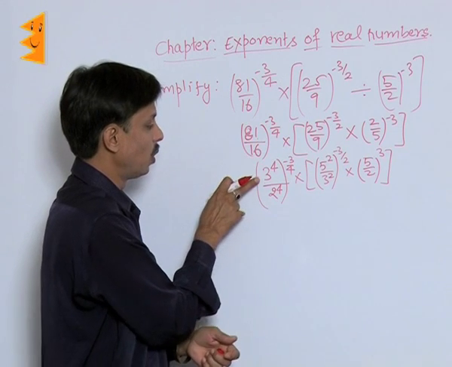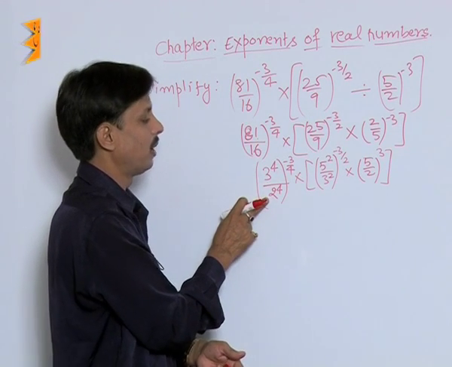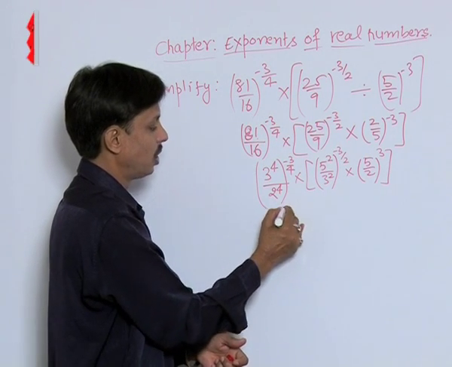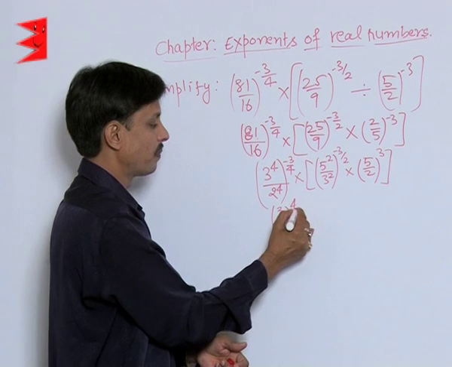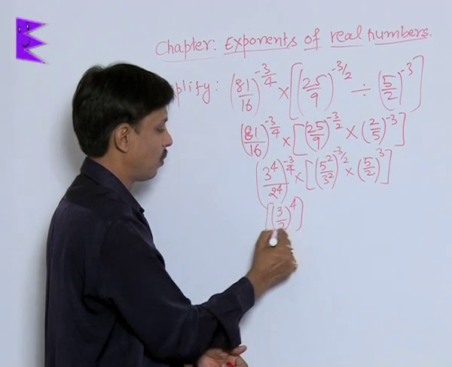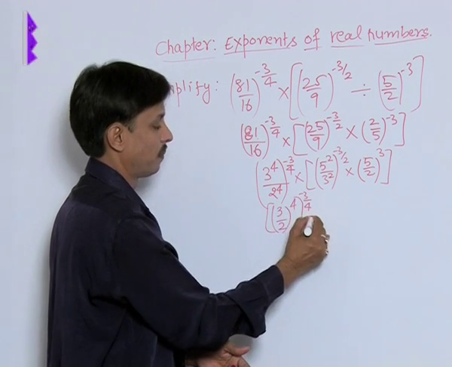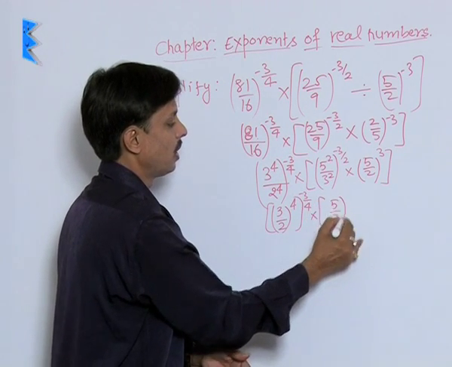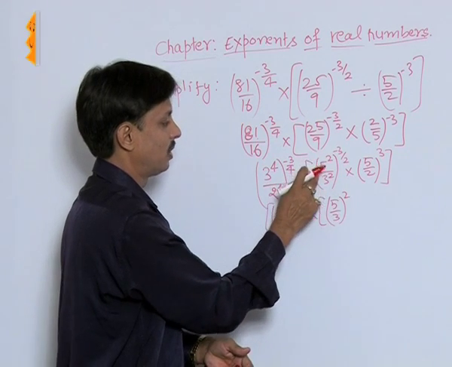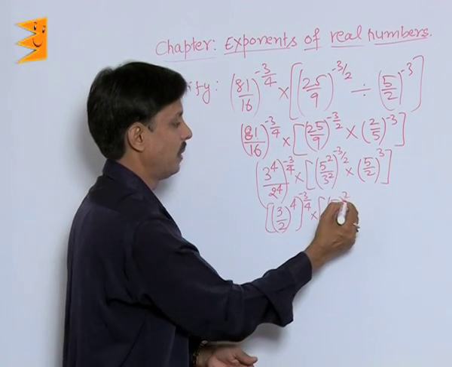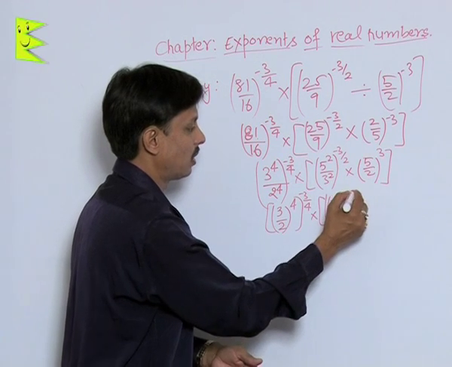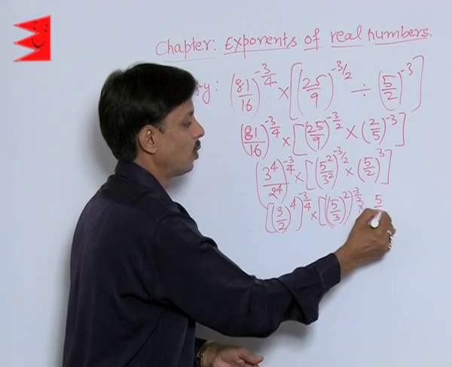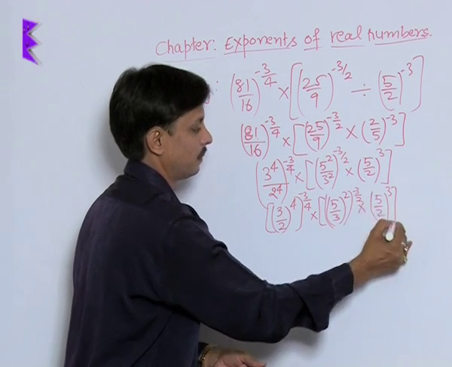Now as per the rule, 3 and 2 are different bases but the powers are the same. So I can write it as (3 by 2) raised to the power 4, and that's to the power minus 3 by 4, multiplied by, this becomes (5 by 3) raised to the power 2, because 5 and 3 are different bases having the same power, and that's to the power minus 3 by 2, multiplied by (5 by 2) raised to the power 3.